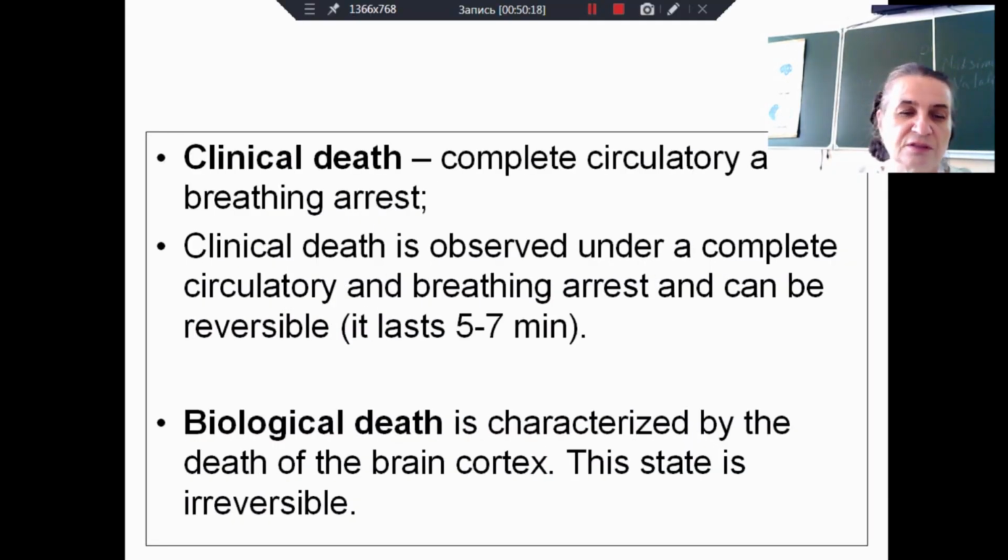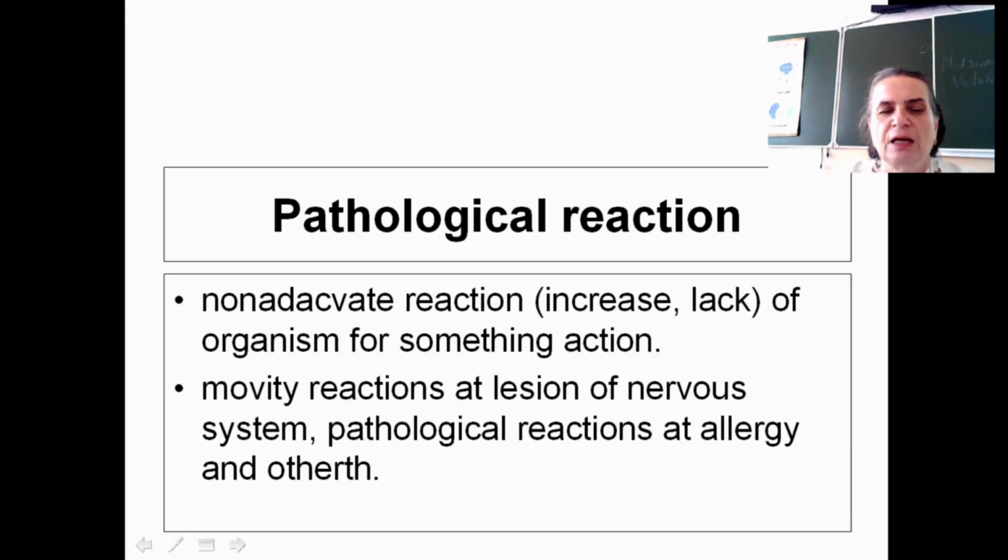The reversibility of the clinical state is vital, providing potential for reanimation within specific time limits. Timely medical interventions can significantly influence patient outcomes. Pathological reactions in organisms are often abnormal responses to ecological factors, leading to conditions like inflammation and hypoxia. Understanding these reactions is crucial for devising effective treatment strategies.